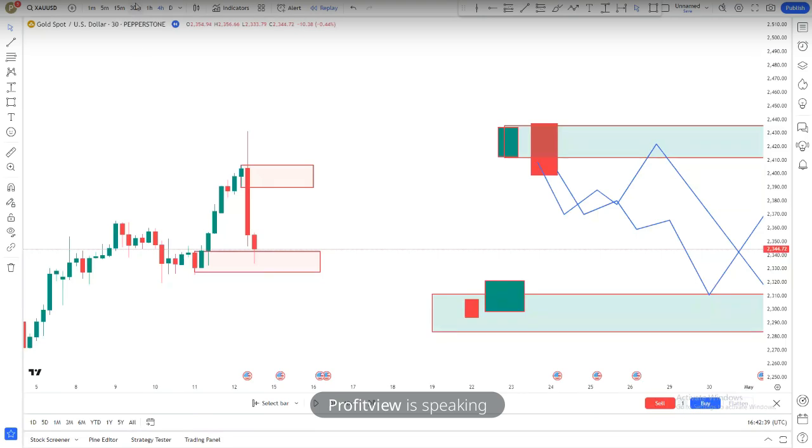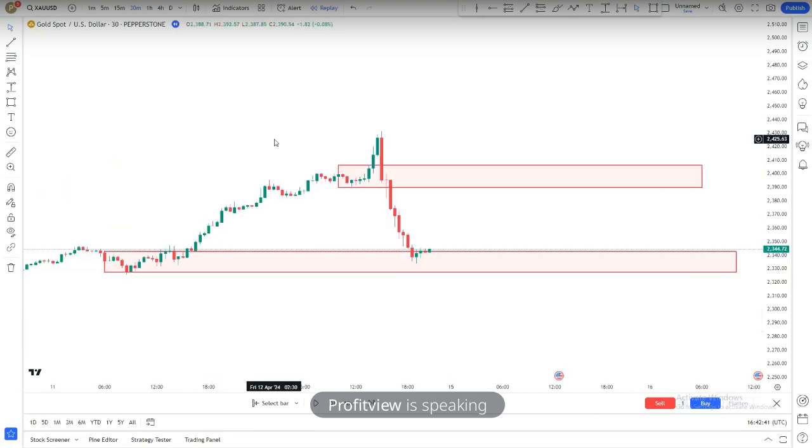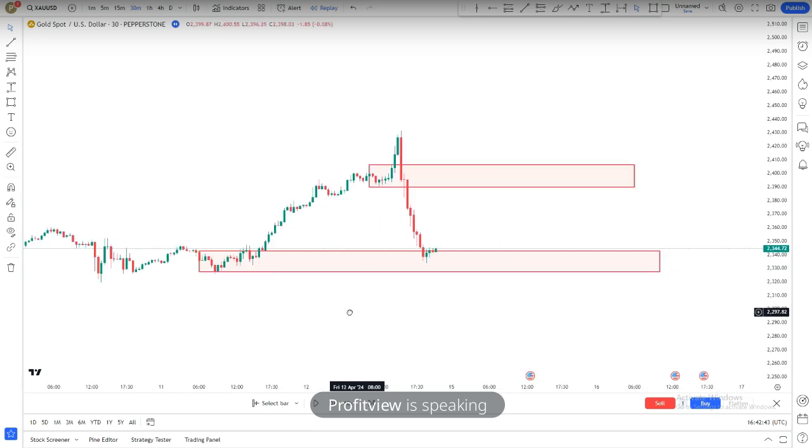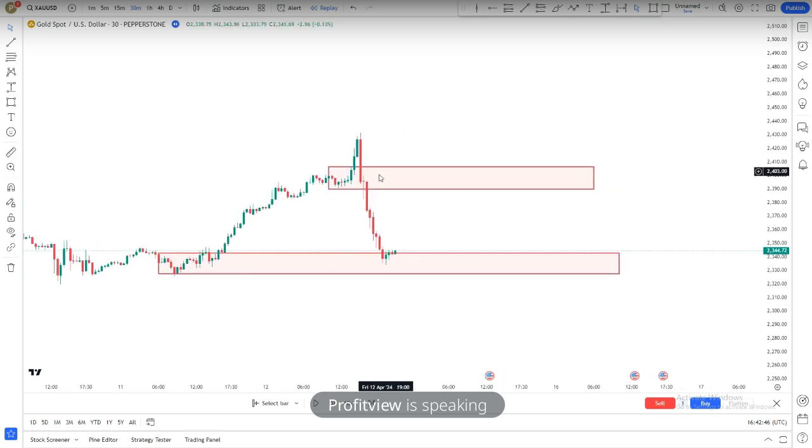Whichever area it chooses first, we will do one more thing. We will break it down to 30 minutes first. Whenever we go to 30 minutes, we will see this is the H4 area in the 30 minutes. So we will look for only one thing with two rules. What is the one thing?